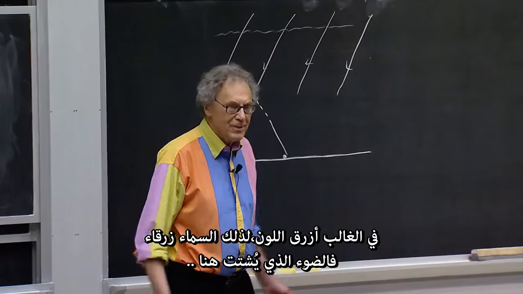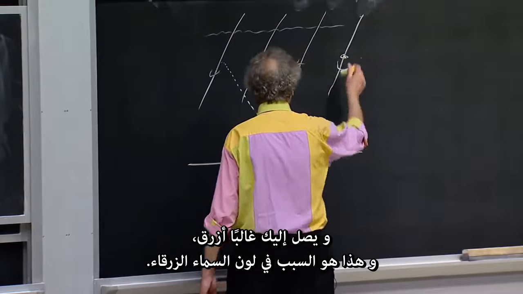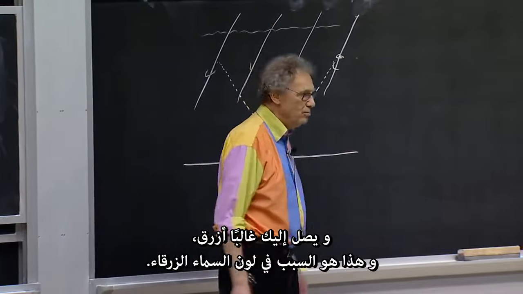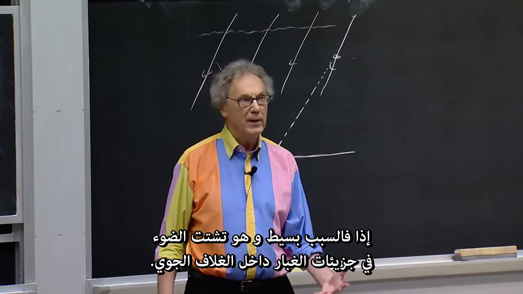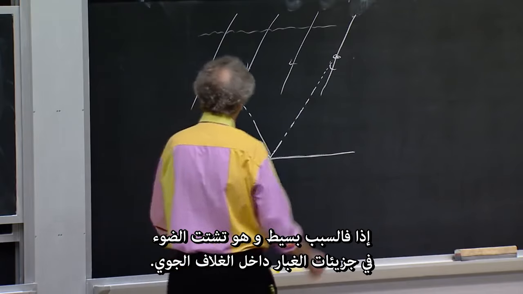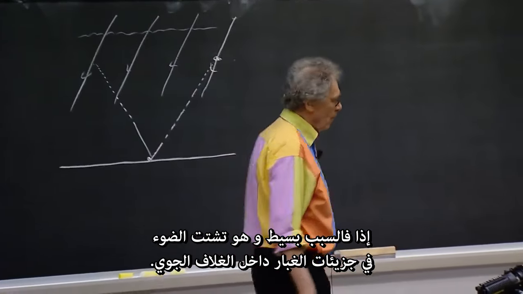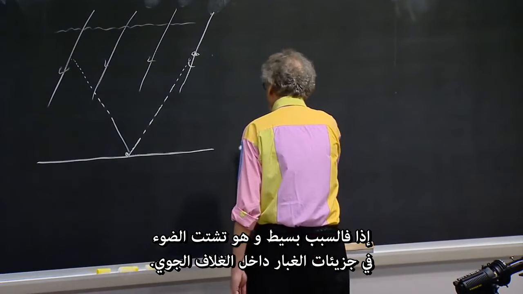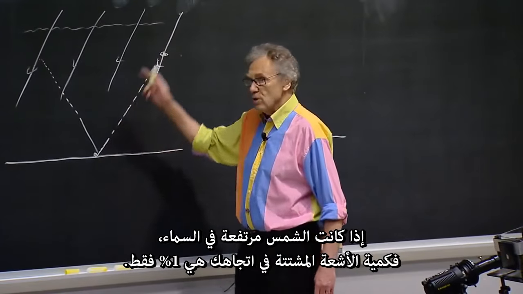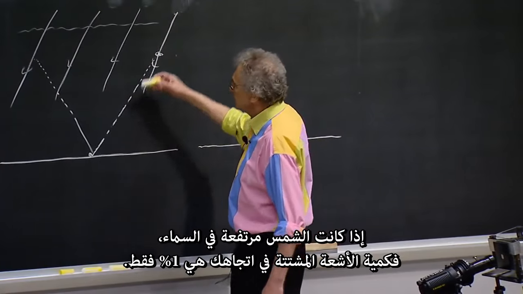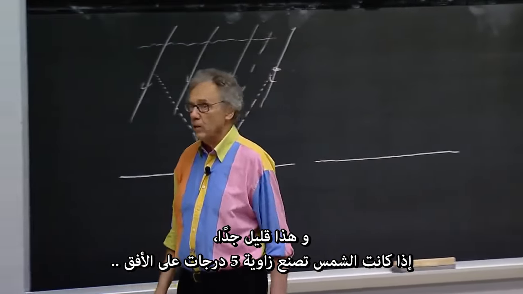Predominantly blue. So the sky is blue. The light that is scattered here comes to you is predominantly blue. So that's why the sky is blue. And so the reason is simply that it is Rayleigh scattering of the dust particles in the atmosphere. If the sun is high in the sky, the total amount of sunlight that is scattered in your direction is only 1%, so it's very little.